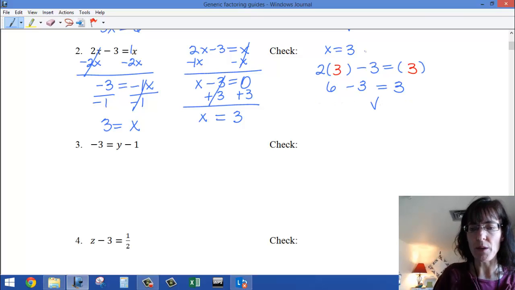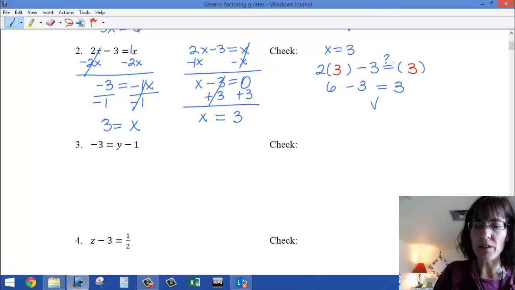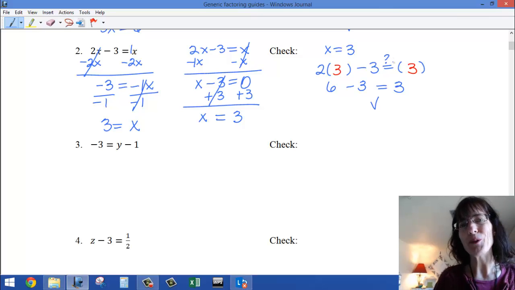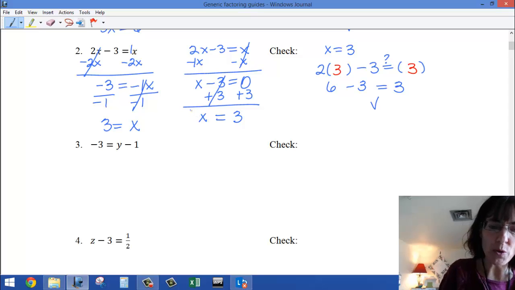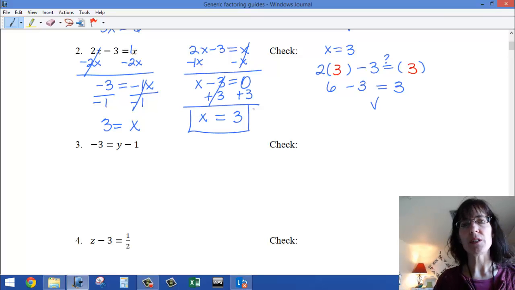So that's a true statement, and really I am checking to see if those are true. I tend to leave the question mark off, but it's implied that I'm checking it and it could come out to be false. But this one came out to be true, so I know that my x equals 3 is the correct solution.